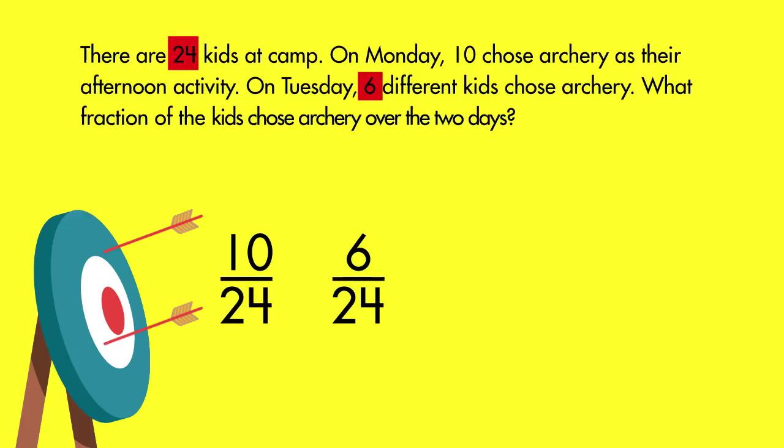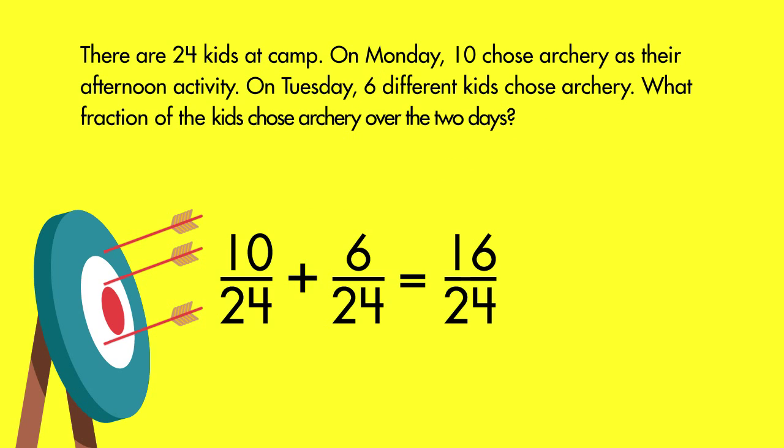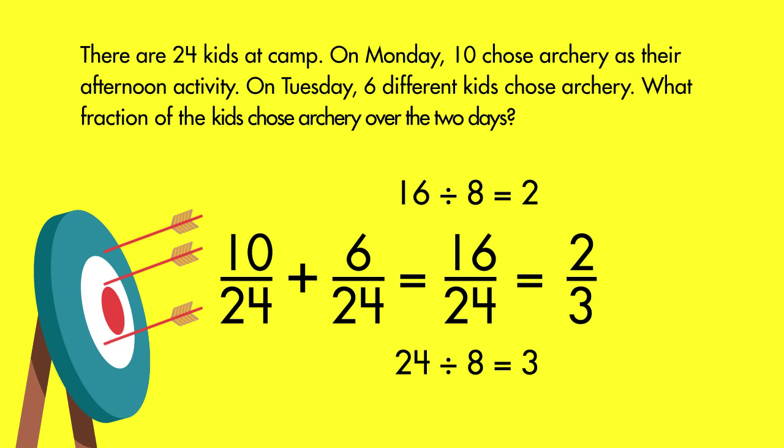6 of 24, or 6/24, did archery the next day. This is the second number to add. Add to find the sum 16/24. This fraction can be simplified. 2/3 of the kids chose archery.